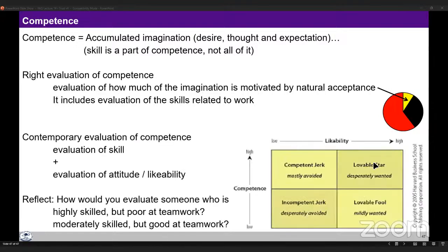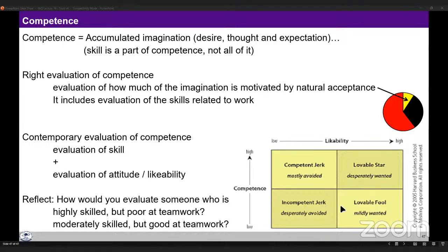So, there are some studies from Harvard Business School. We're just talking about competence, and maybe we'll have to see that when competence is generally talked about, it is only talking about skills. It could be. It depends. So, is it majorly skills, or is it also the attitude or the person's abilities to handle things? So contemporary evaluation of competence could be evaluation of the skill plus the evaluation of attitude or likability.